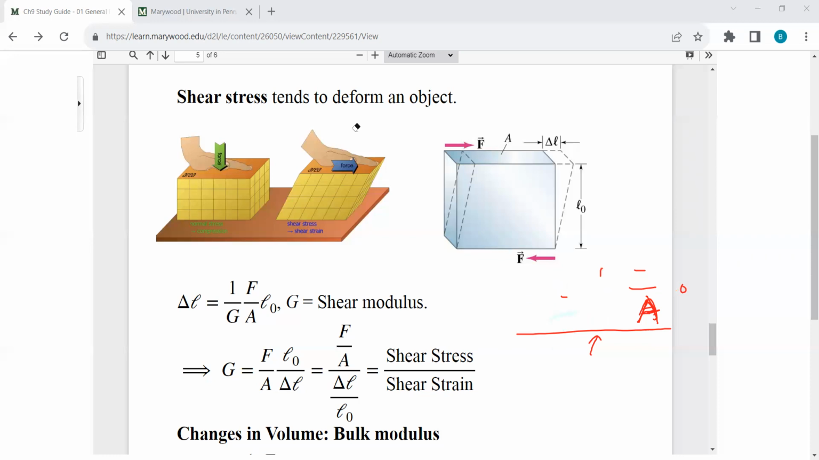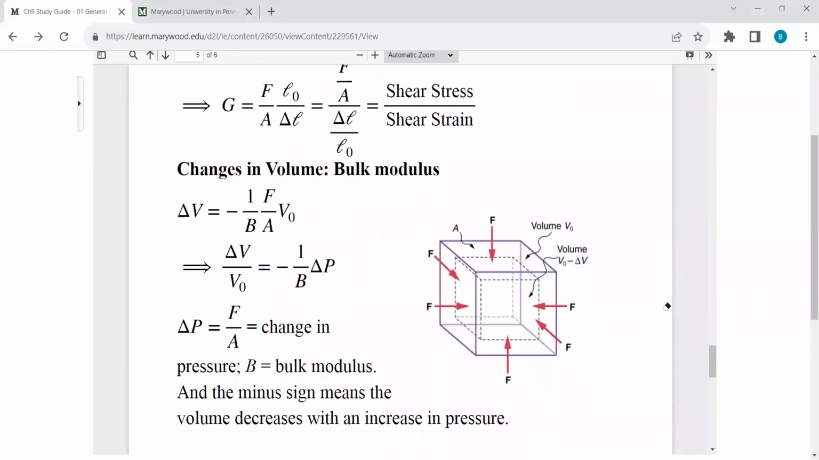The last thing is the change in volume. Let's say we have an object inside here, and we submerge it in a liquid. When we submerge something in liquid, the object feels pressure from all sides, so it basically feels force from all sides. Because of the force from all sides due to the liquid, its volume changes.